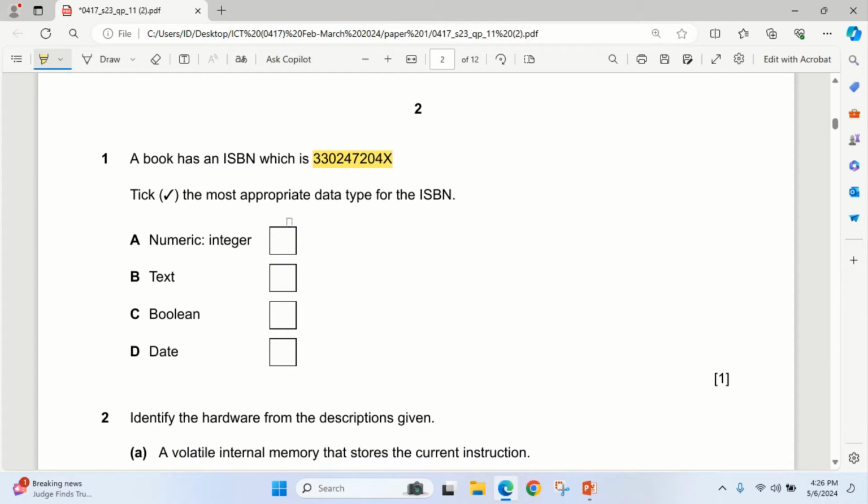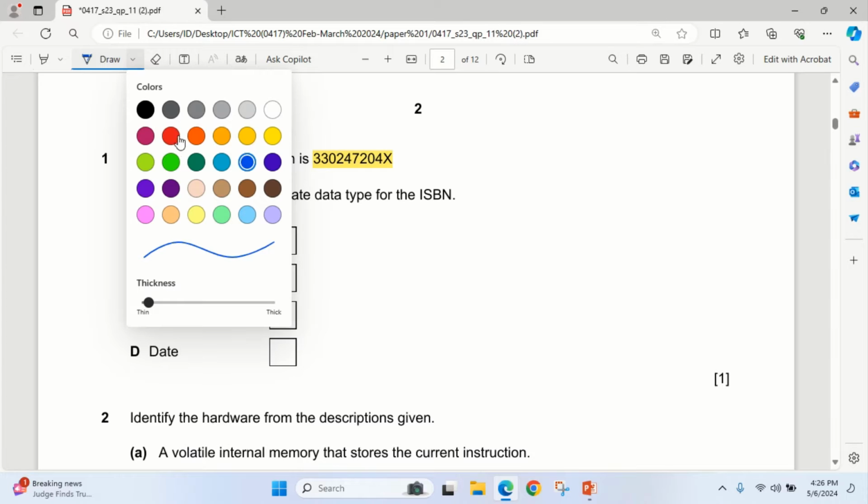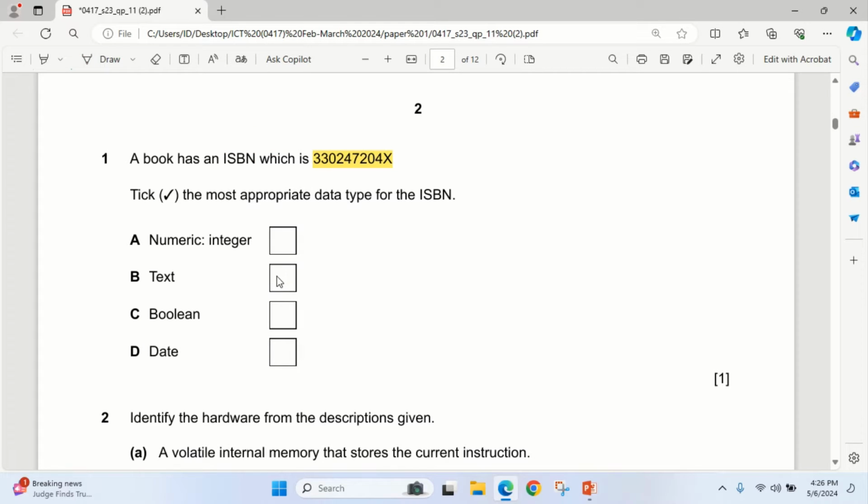And you see, it is not numeric because you could see a letter here. It is not Boolean because it's not having an option of 2, either this or that. It is not date. You can see clearly this is not date value. So the correct answer is text. So I pick text in this question. Text, very quickly. Text.